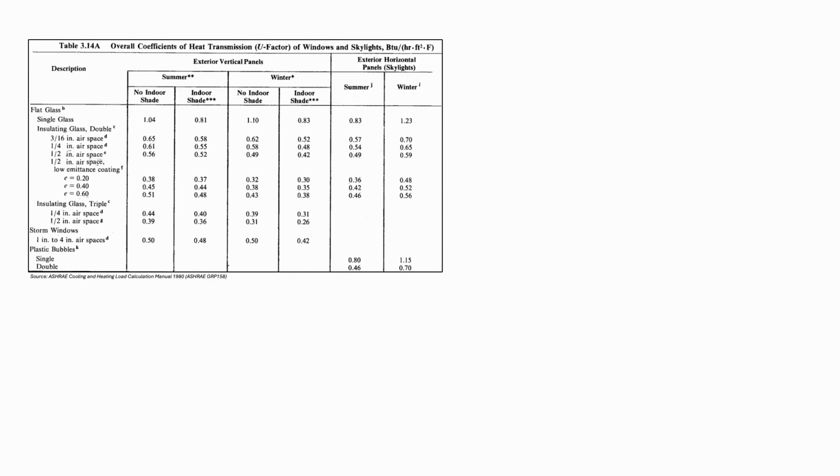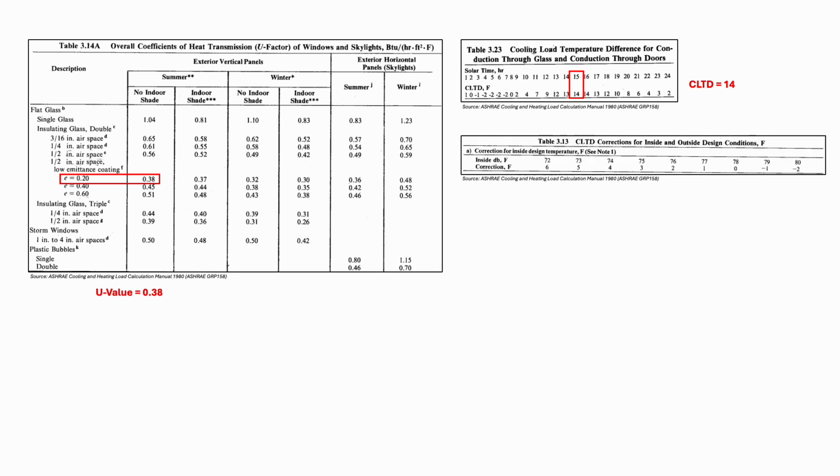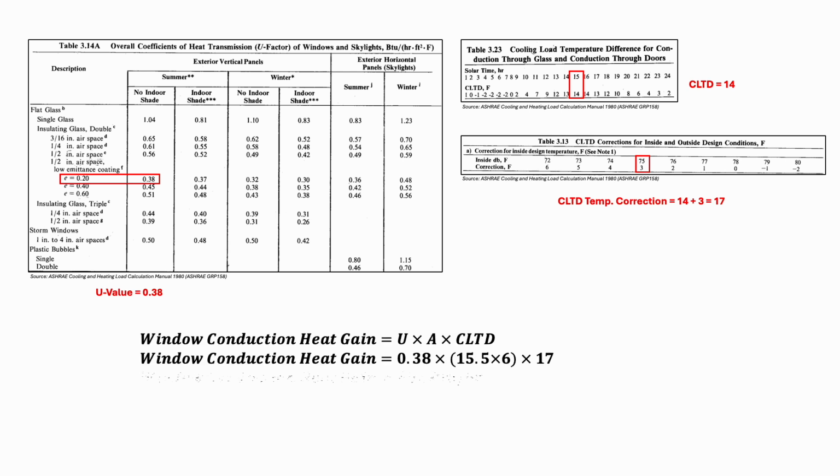Next, we calculate for the window. We need to find the U value using this table. Assume our window is double glazing with low emissivity. The U value is 0.38. After that, we need to find the CLTD value using this table. Using the same solar time of 15, the CLTD value is 14. Again, we need to apply a temperature correction factor, which brings our CLTD value to 17. Therefore, we can calculate the conduction heat gain of the window, which is 601 BTU per hour.